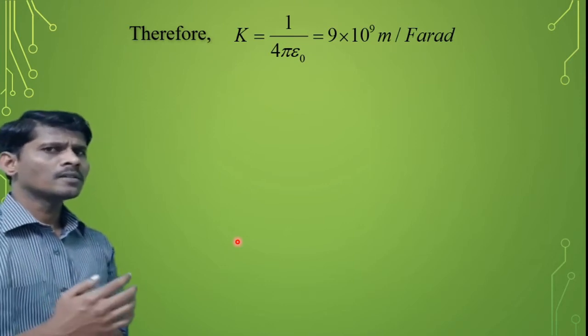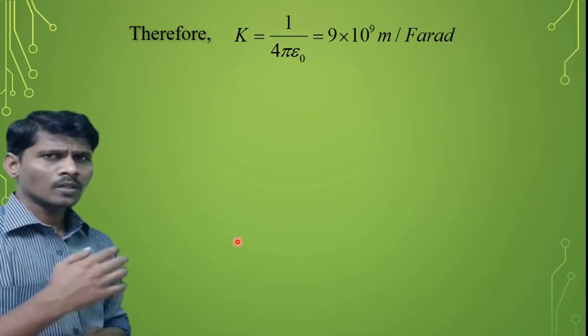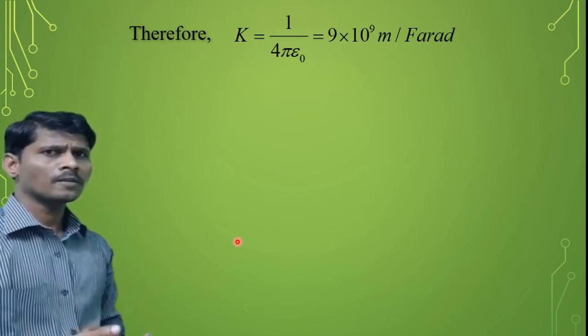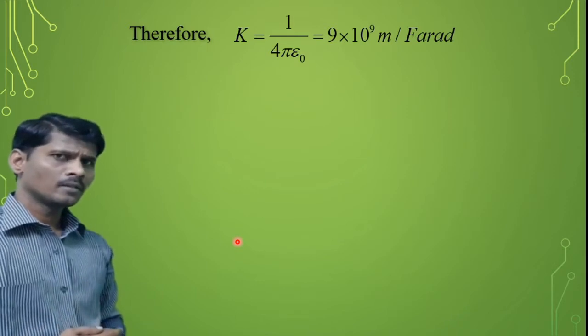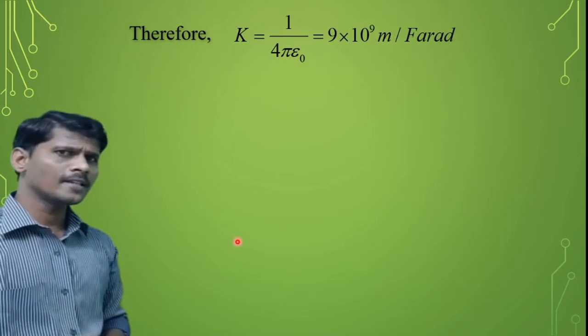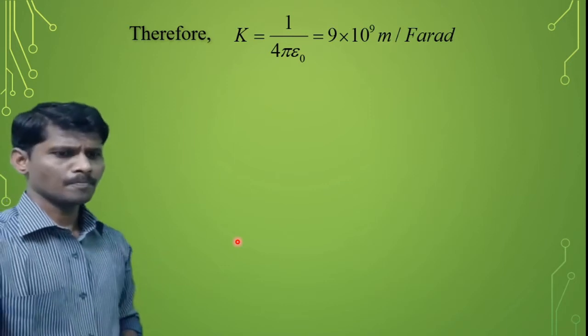So what are the dimensions? What are the dimensions of epsilon naught? Farad per meter. And the dimensions of the proportionality constant K is meter per farad.